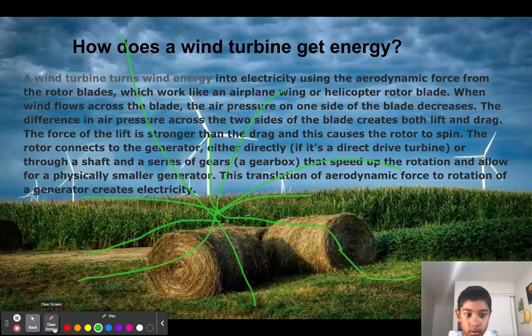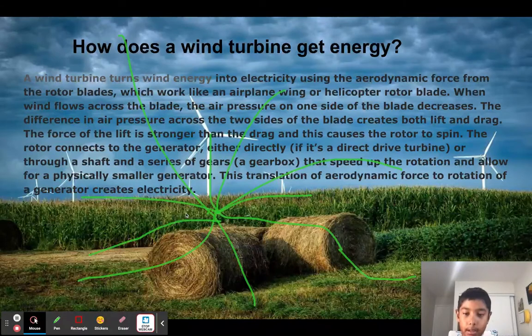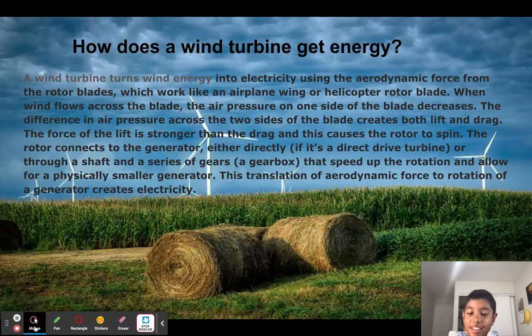There's a lot of windmills. Okay, so now go back. How do you clear my screen? Oh, there, clear screen. Okay.